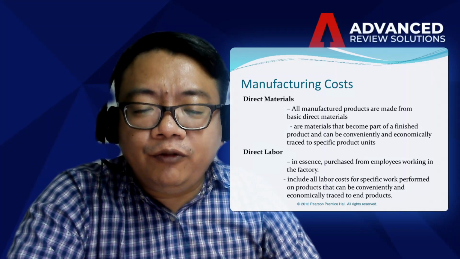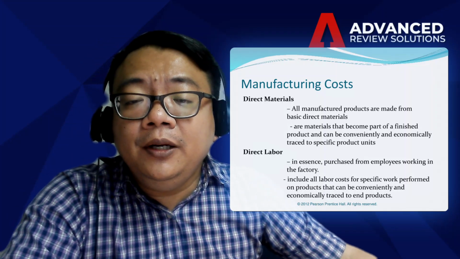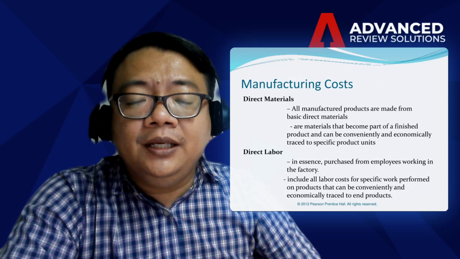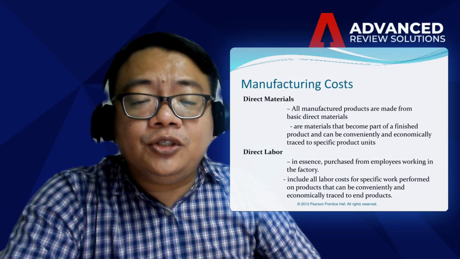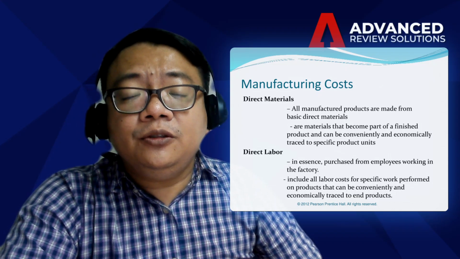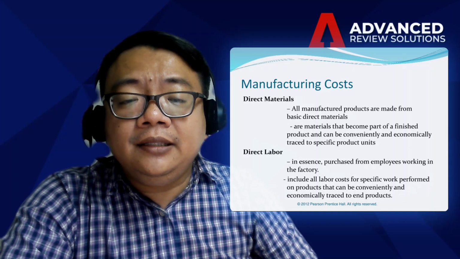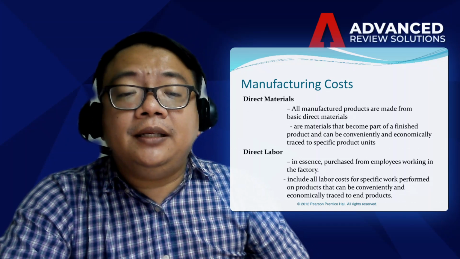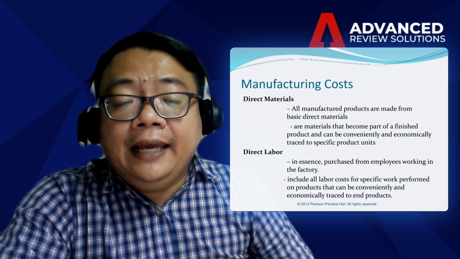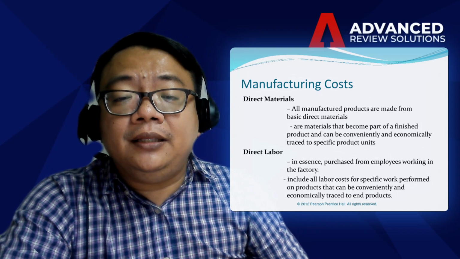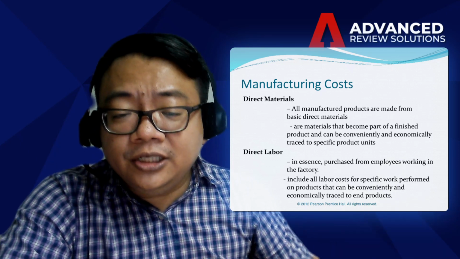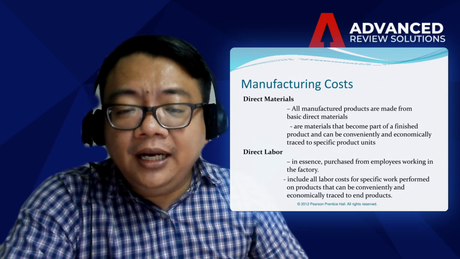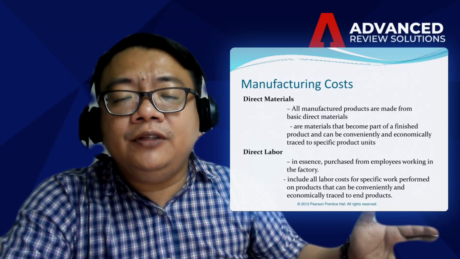We go first with the manufacturing costs. As discussed a while ago, manufacturing costs is you have your direct materials, direct labor, and overhead. So what is direct materials? No, they are all associated with the product. All manufactured products are made from the basic direct materials. They will become part of the finished product, and it can be conveniently and economically traced to the specific product. Itong table na to, itong chairs na to, the direct materials here is the wood, the metal.